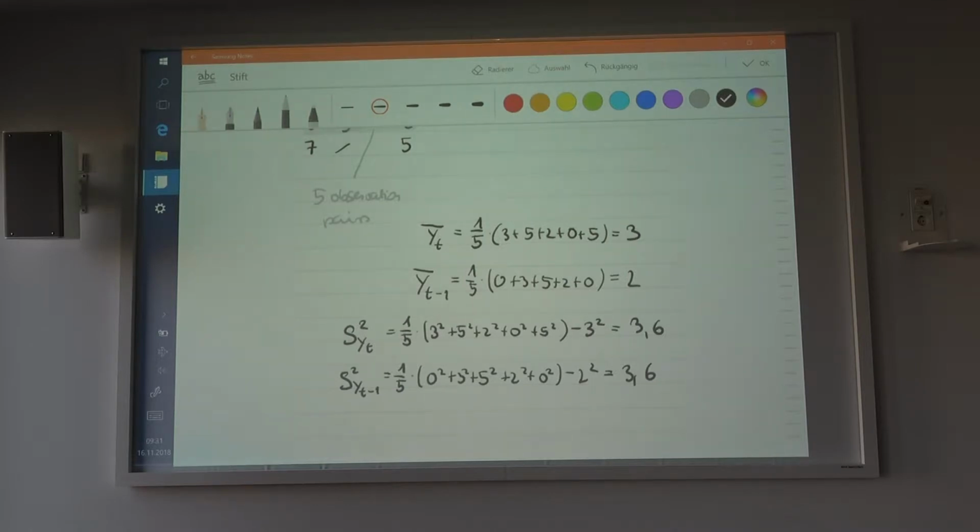Okay? Process is stationary, right? But I mean this is just a sample variance. Okay, it makes sense, but this is just a coincidence, alright? So you have 9 plus 25 plus 4, okay, divided by 5 minus 4 equals 3.6. Yes, they're equal, okay? But this is just a coincidence, alright?